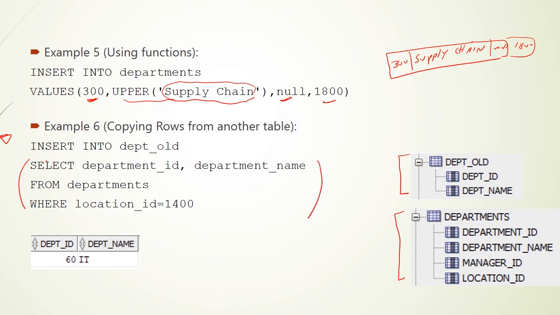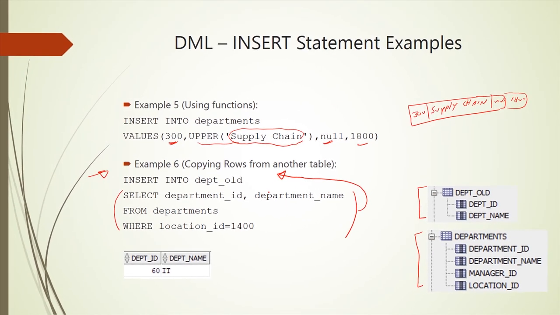We don't provide values. Values is used to insert only 1 record at a time to the table. But here, instead of values, we're specifying a subquery or a select statement. So Oracle here will run the select statement, select department ID, department name from departments where location ID equals 1400, and the records returned from this select statement will be inserted into dept underscore all, regardless of how many records are returned by the select statement. So this is how to copy rows from one table to another table using insert select.